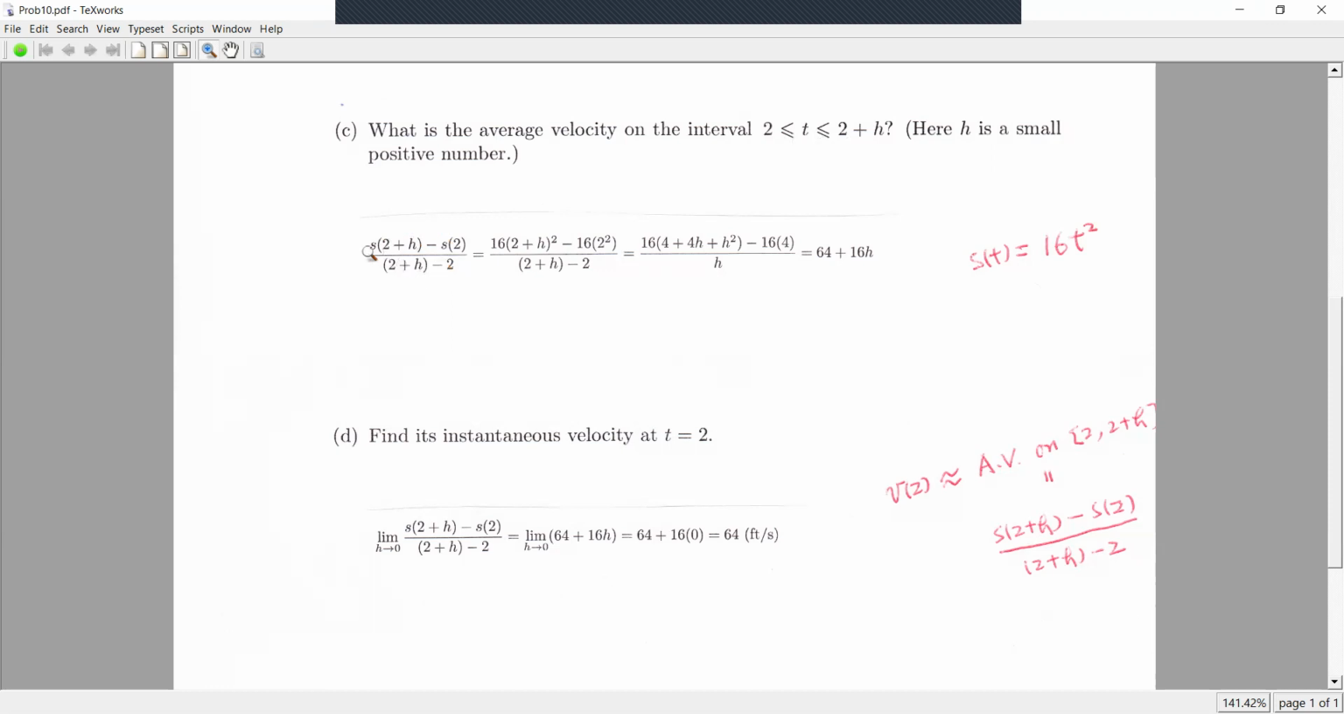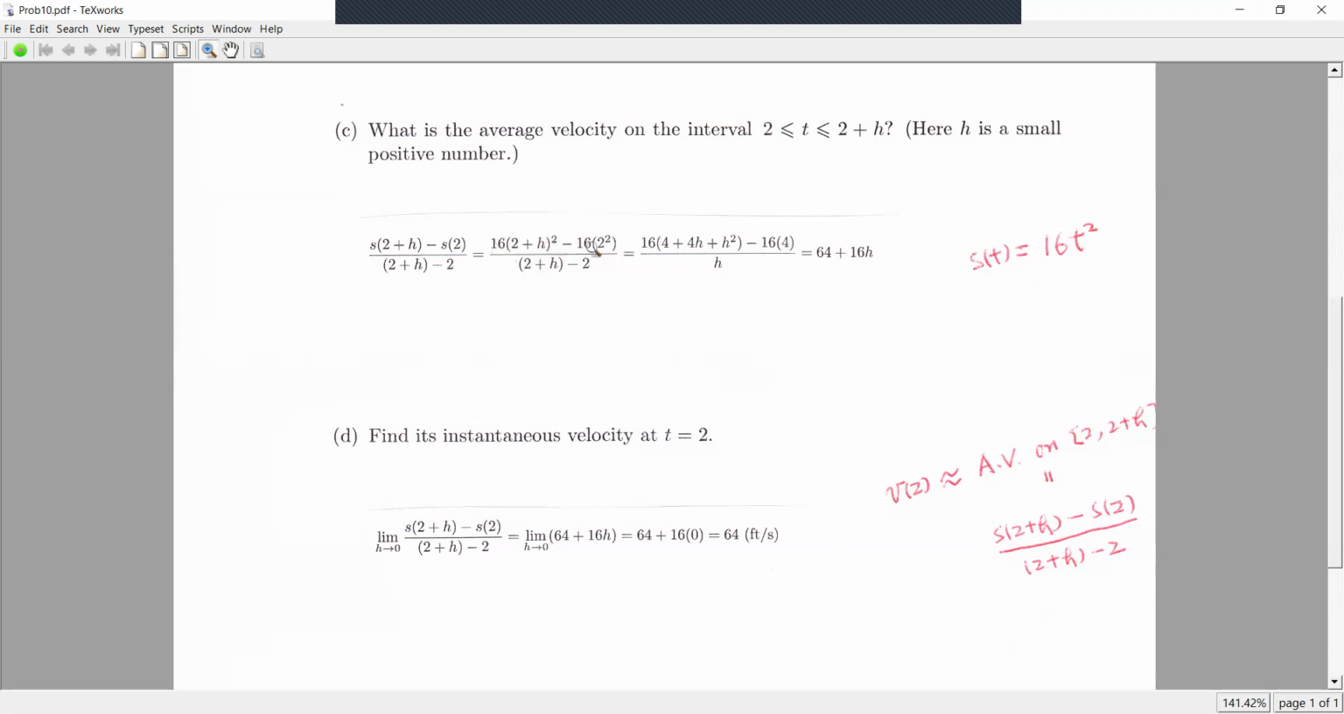Now, to find the function value at 2 plus h, in the position function, we replace the t by 2 plus h. To find the function value at 2, replace the t by 2. Then we have this equation. Now, simplify this fraction. Denominator is 2 plus h minus 2, which is h.